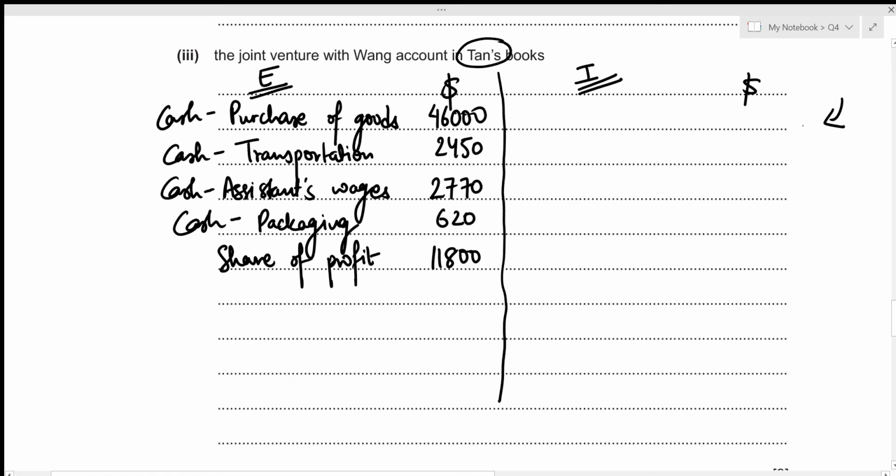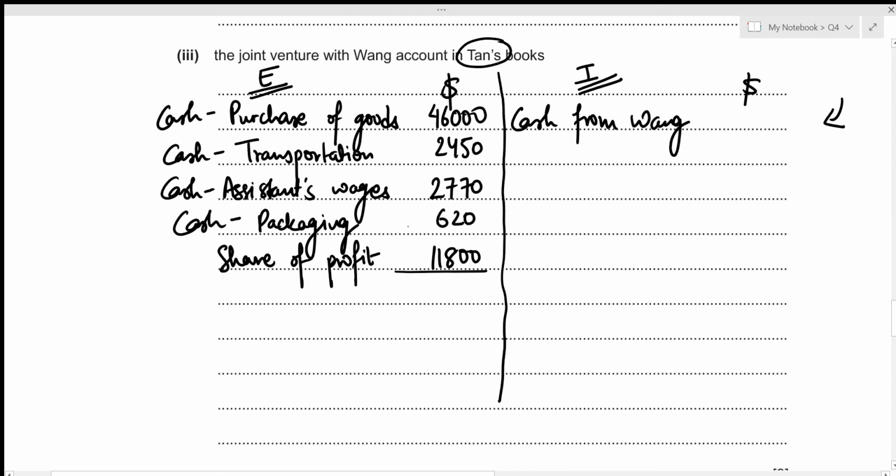Now, if the balancing figure was on the debit side, that represented cash owed by Tan. But since it's on the credit side, we can term it as cash yet to receive from Wang. So that's cash from Wang, and this acts as a balancing figure. In order to figure out the balancing figure, we first require the total value. So let's figure out the total from our debit side.